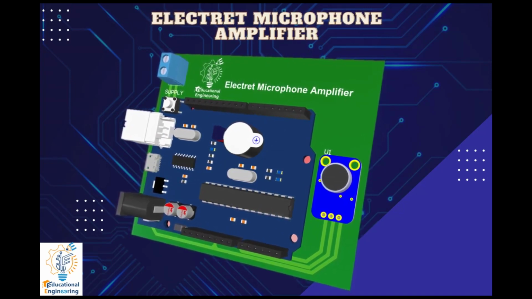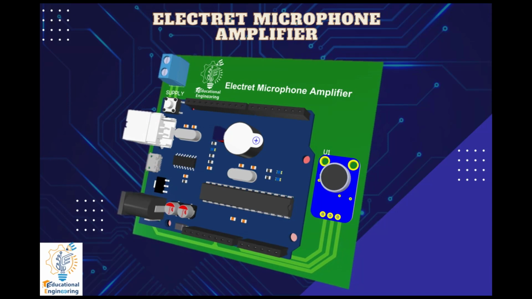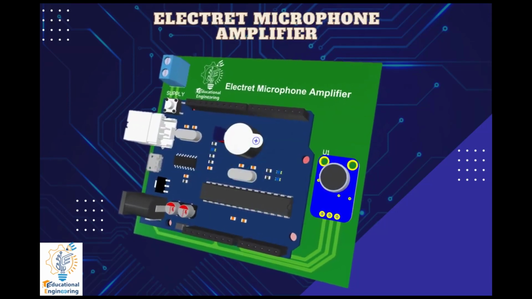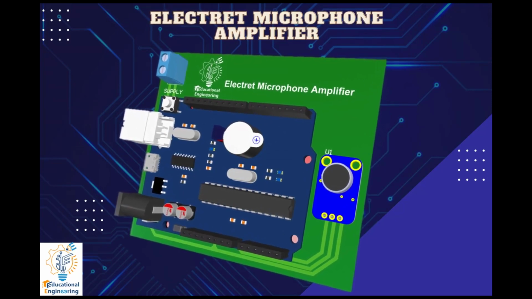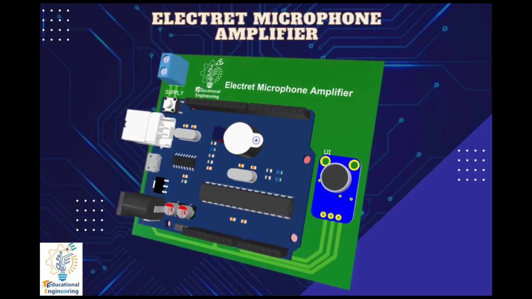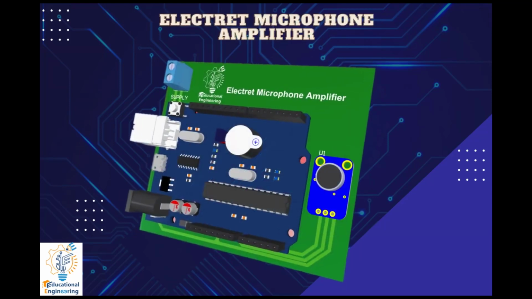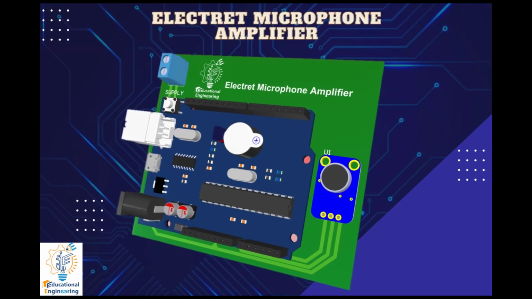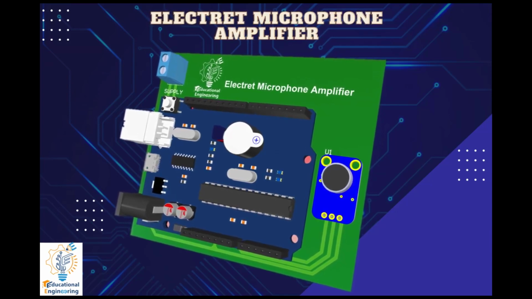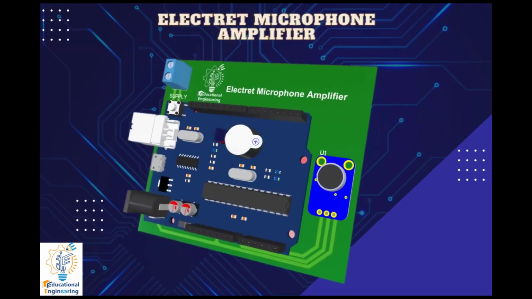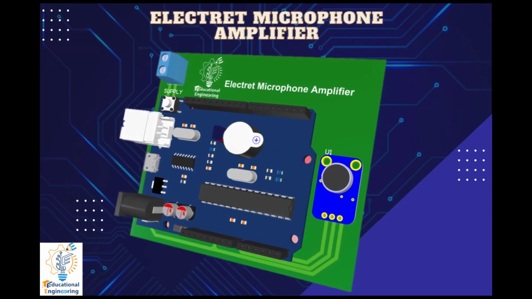Designing an Electret Microphone Amplifier in Altium Designer involves creating a schematic where you connect the Electret microphone and MAX4466 amplifier circuit components, configuring power connections and setting up signal paths. Then, you can transfer the schematic into a PCB layout, arrange the components, and route traces to ensure proper connectivity. Finally, the design is ready for fabrication and assembly, enabling the integration of the amplifier into various electronic projects. So now, let's start designing it using Altium Designer.